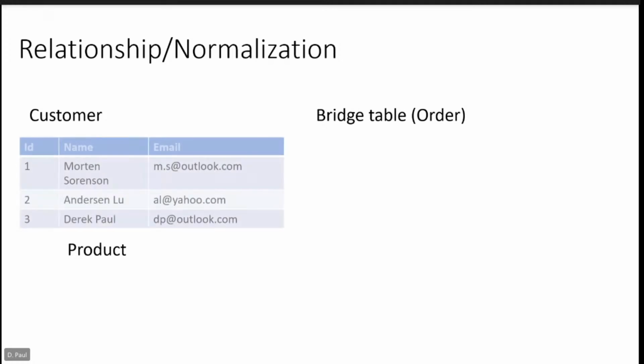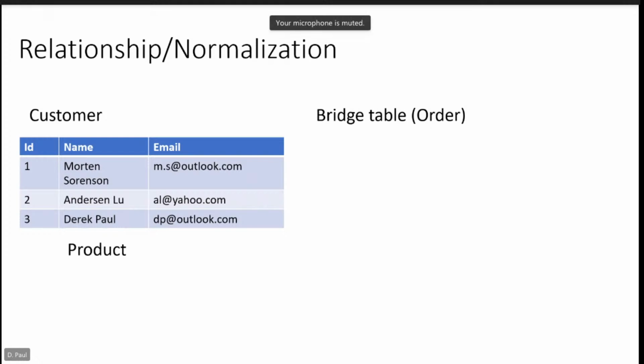The next one is the relationship, or normalization, whatever it's called. Relationships are also mandatory when you build any kind of business application. You must have the relationship. We can look at this example, say customer. Here, you can have the customer name, email address, address, phone number. You can have not many columns in this customer table.